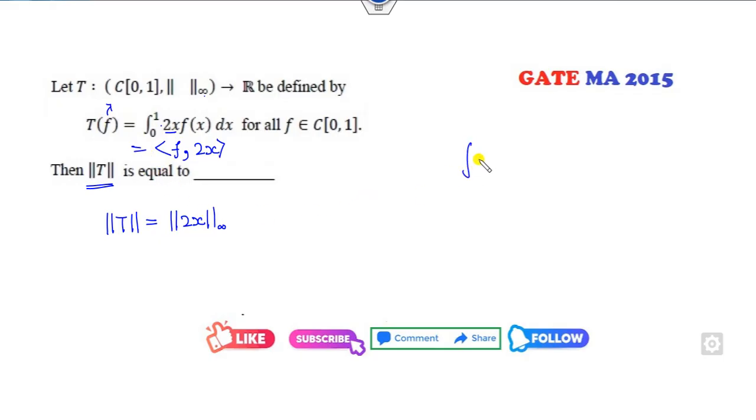Again, very simple. The domain is 0 to 1. So what is the answer of this? It is x squared from 0 to 1, which is 1. So the answer is simply 1, that is the right answer.